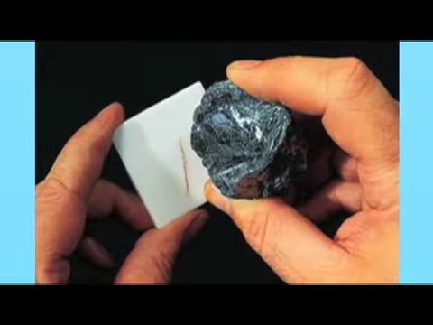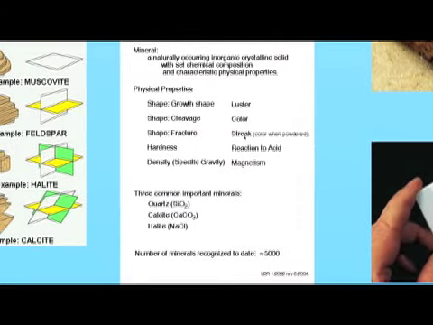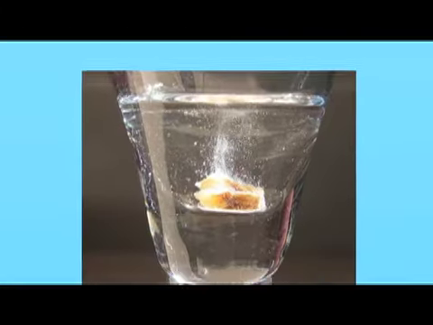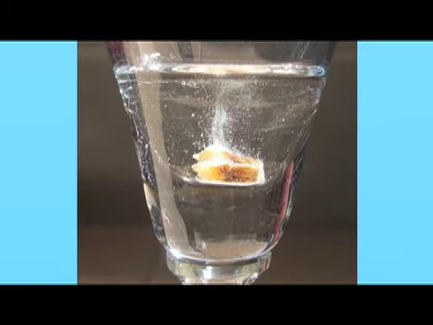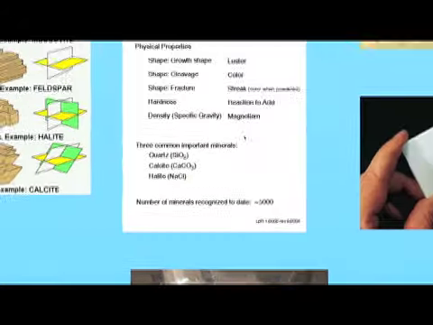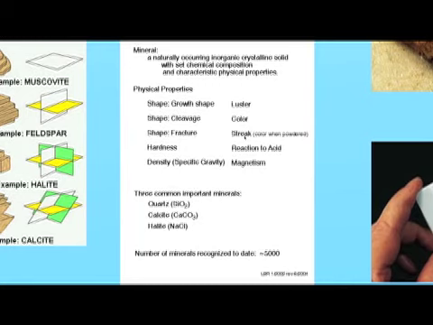Streak can be useful. This is how we take streak. We take this mineral, rub it on an unglazed ceramic tile, and look at the color of the streak. Finally, there's also the reaction to acid, and you can see this little chunk of calcite being eaten up by the acid. Pretty soon there will be nothing there. We'll get to do some of that in class, hopefully.